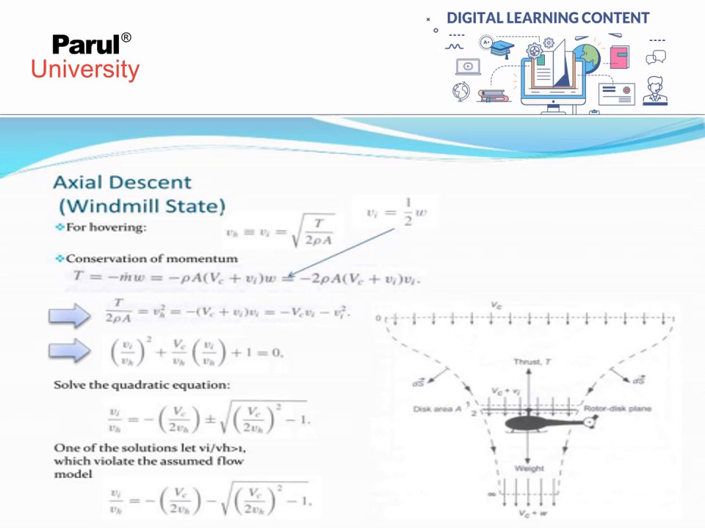minus Vi squared. Now, in quadratic form, (Vi by Vh) whole square plus (Vc by Vh) into (Vi by Vh) plus 1 is equal to 0. Solve the quadratic equation, then we will get Vi by Vh is equal to minus Vc by 2Vh plus or minus the square root of (Vc by 2Vh) whole square minus 1. Then one of the solutions gives Vi by Vh greater than or equal to 1, which violates the assumed flow model. So Vi by Vh is equal to minus Vc by 2Vh minus the square root of (Vc by 2Vh) whole square minus 1. This is the equation of the velocity ratio of axial descent in a hovering flight, in axial flight conditions, for momentum theory analysis of helicopters.